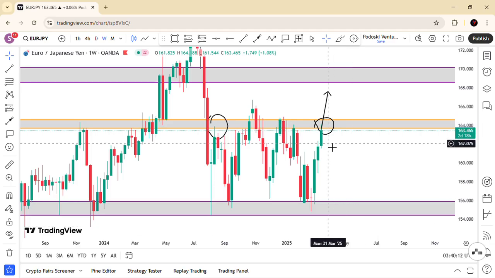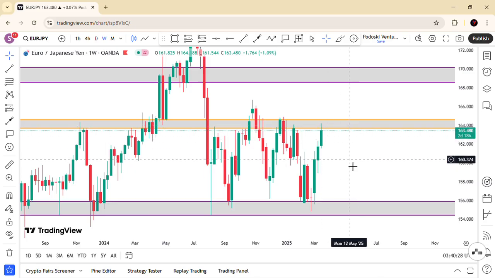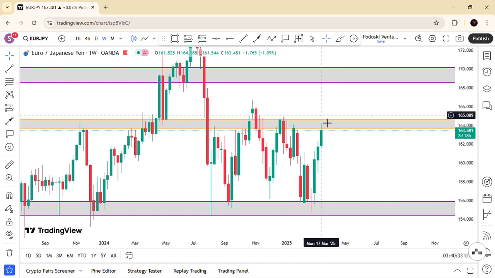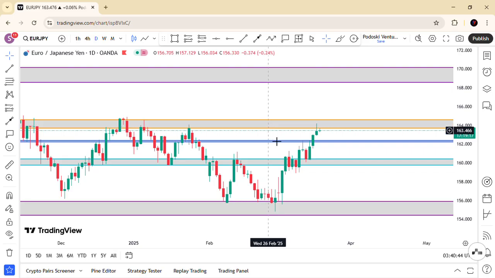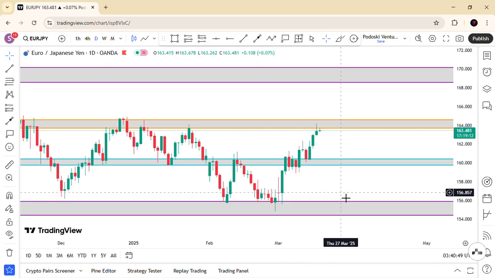Since we don't know that yet, let's go all the way to the daily time frame and figure out where the direction of EURJPY is headed. Is it going to break the weekly resistance zone or respect the weekly resistance and drop? You can't really tell from here. So let's go to the daily time frame.